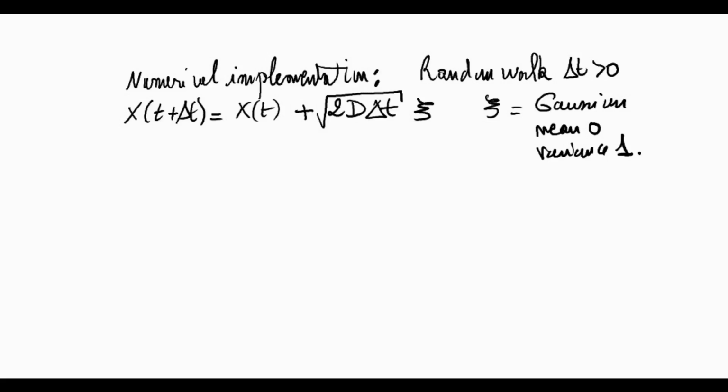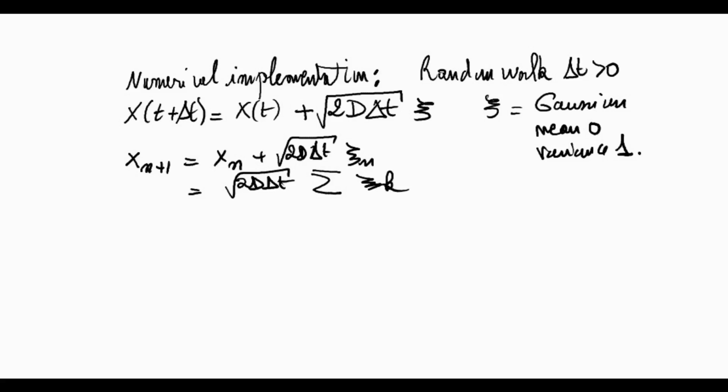So for example, if we want now to generate this sequence, we can define x_{n+1} = x_n + 2d√Δt ξ_n. And so if we start from 0, we get the sum 2d√Δt times the sum of the ξ_k from 0 to n. And so this is how to simulate these random walks at a resolution Δt.